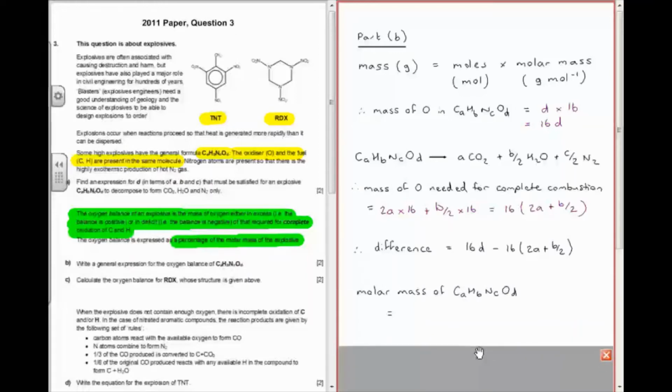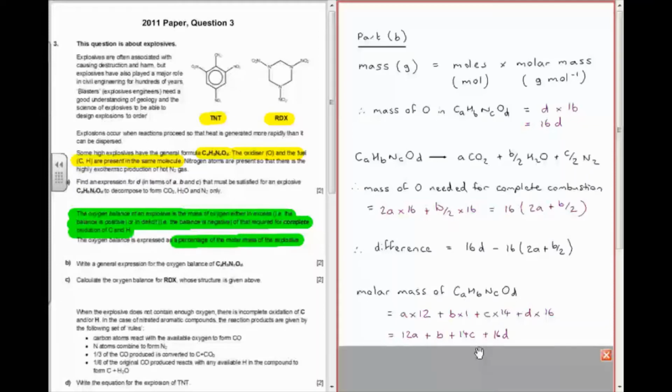CaHbNcOd. This tells us that it contains A moles of carbon, each with a mass of 12. It contains B moles of hydrogen, each with a mass of 1. It contains C moles of nitrogen, each with a mass of 14. And it contains D moles of oxygen, each with a mass of 16. And so we can simplify the molar mass of our explosive to 12A plus B plus 14C plus 16D.